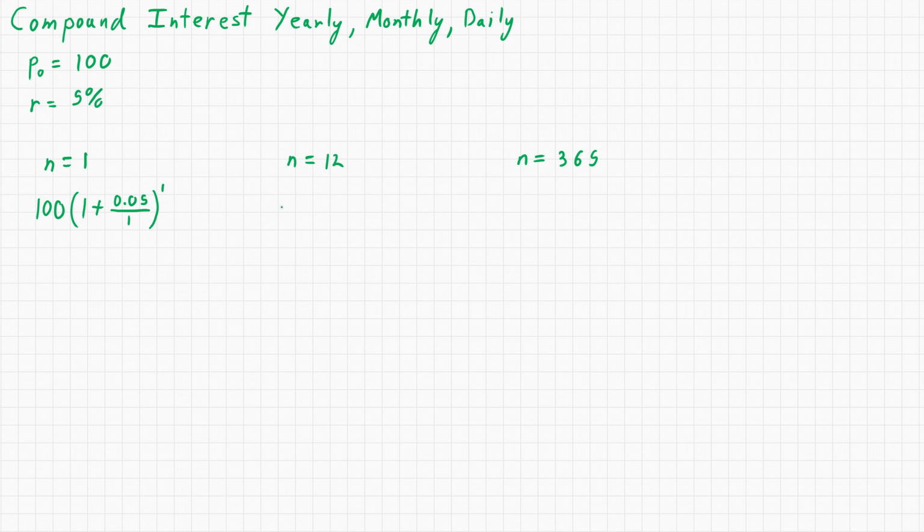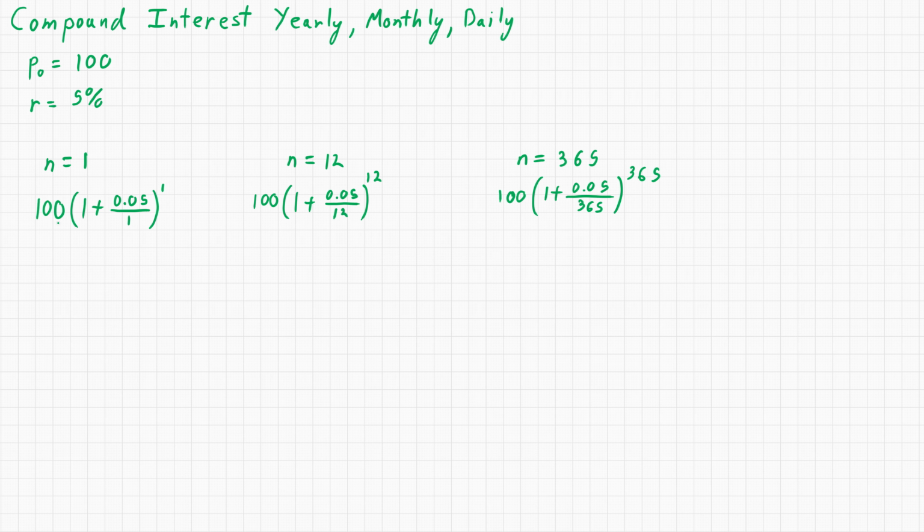All right, so for n equals 12, let's go ahead and set that up. So that's 100 times 1 plus 0.05 over 12, so this is monthly, to the 12th power. Then if I have daily, it's 100 times 1 plus 0.05 over 365 to the 365th power. So how much more money do you really get between these?